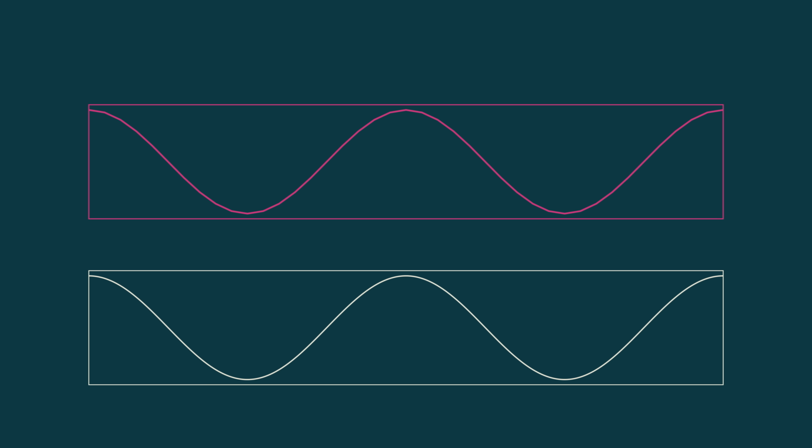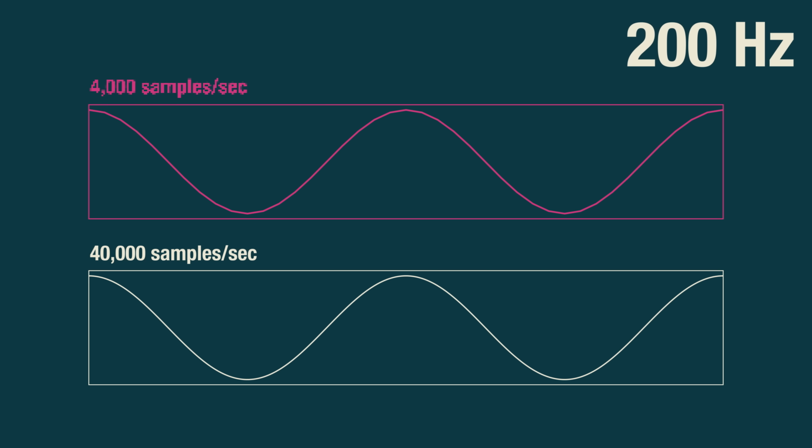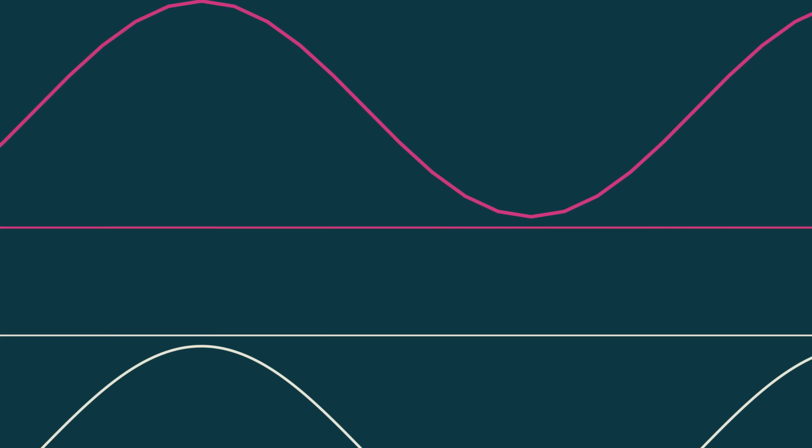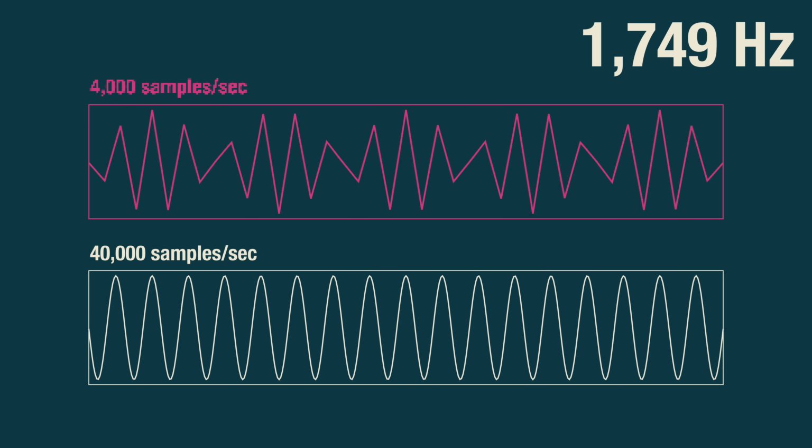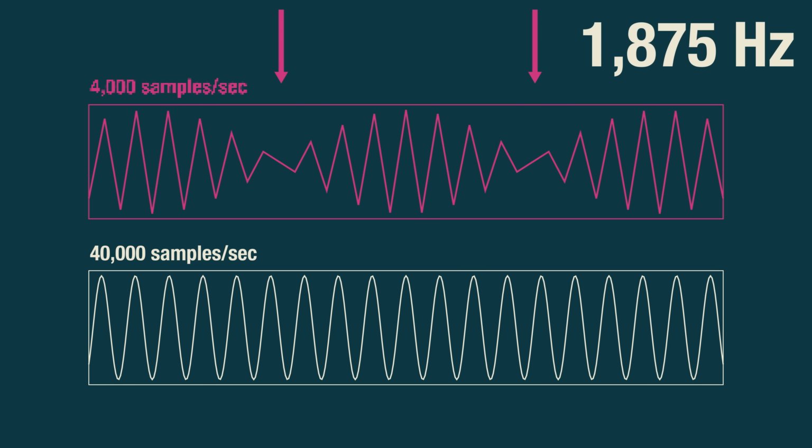To demonstrate the effect, I have two waves plotted across 10 milliseconds. The white wave takes 40,000 samples a second. The pink wave only 4,000. At 200 Hz, they're both doing all right, but the pink wave has jagged edges. What happens as we approach 2 kHz? Around 18 or 1900 Hz, the wave appears to dip up and down.